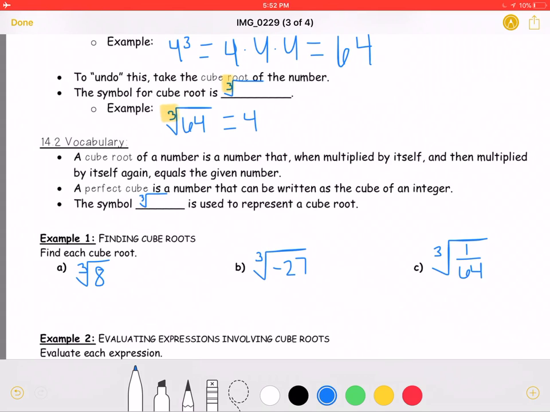Lastly, again, the symbol is used to represent a cube root. So don't forget it. If you want to represent a cube root, you need that little 3 above the almost like the little check mark part of your root symbol.